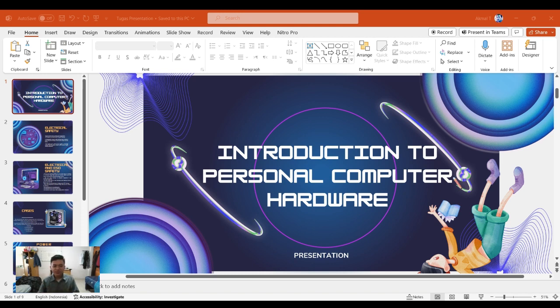The fifth is GPU, or graphics processing unit. The GPU handles rendering images, videos, and animations. It's essential for gaming, video editing, and graphical tasks, improving overall visual performance.